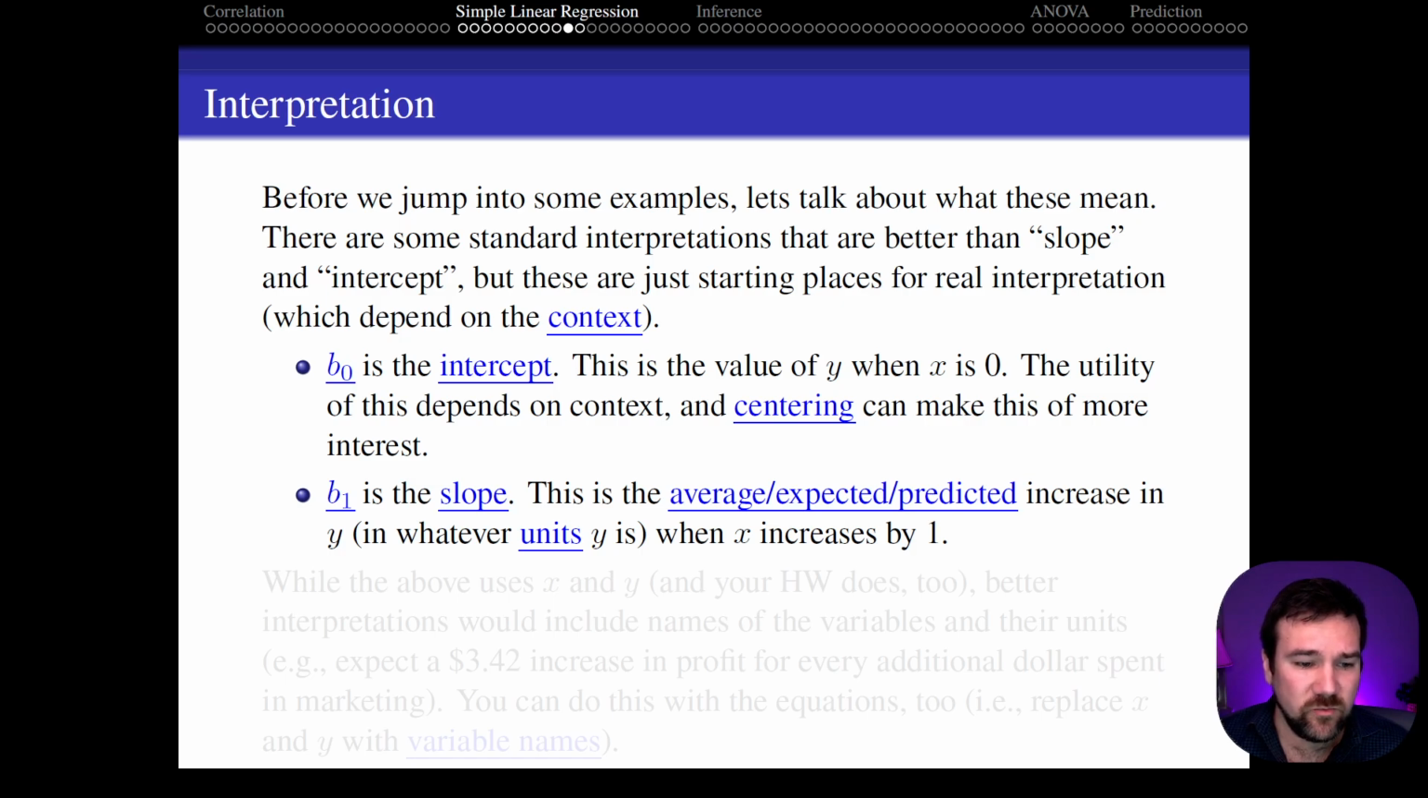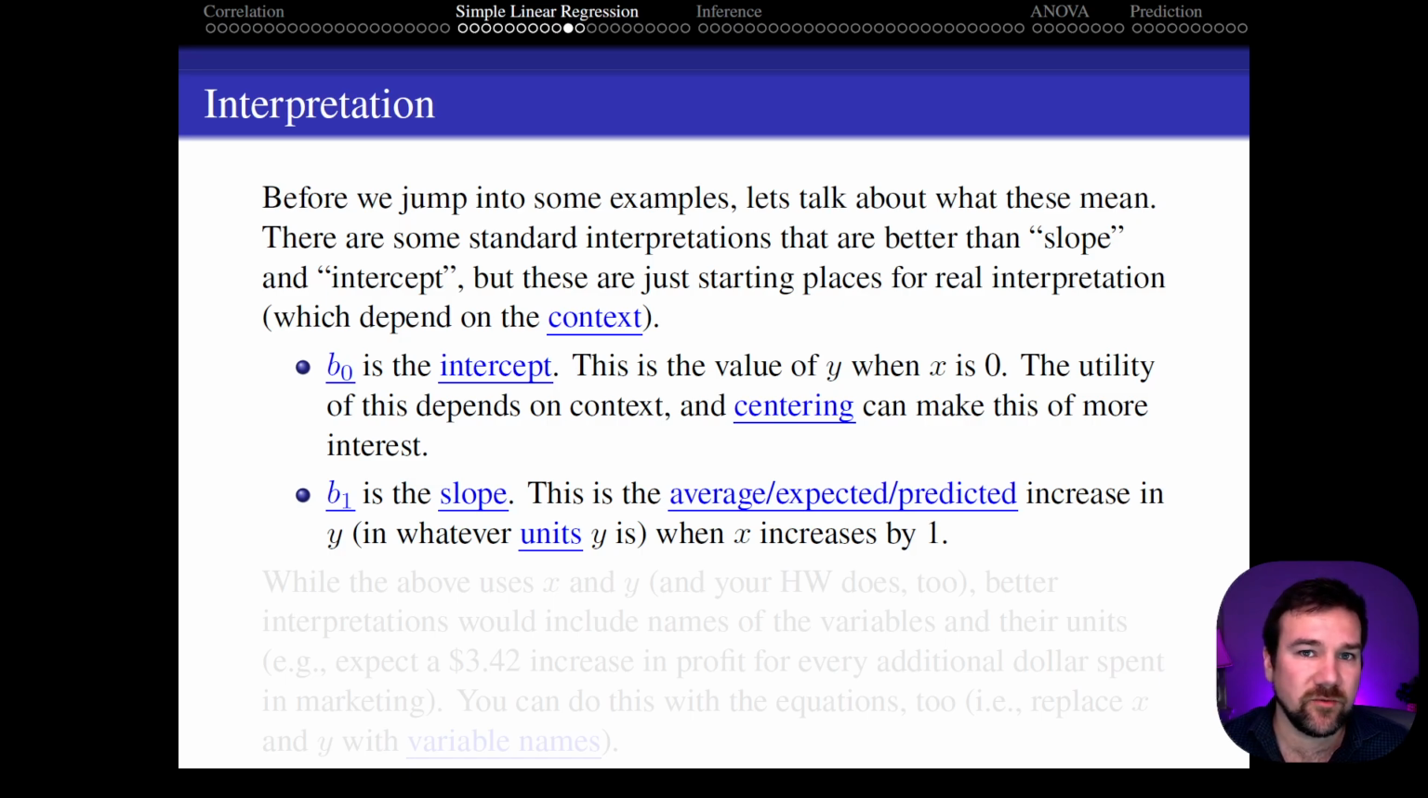So remember, B1 is the sample estimate for the slope. The slope is essentially the average expected predicted increase in Y. Note that this is in whatever units Y is in. So if Y is in dollars, say profit in dollars or thousands of dollars, then that's going to be the units for this slope term. And that's when X increases by 1. If we're talking about marketing budget, this is the predicted increase in profit when marketing budget goes up by 1.